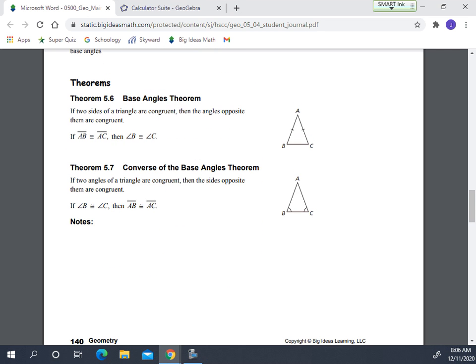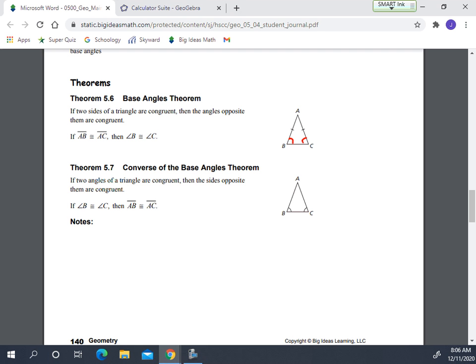Some theorems I will be using today are the base angles theorem, and I want to talk about this. Okay, the base angles theorem. If two sides of a triangle are congruent, then the angles opposite them are congruent. Right? We talked about that. We found that out in our GeoGebra app. We know that when we move B and C here, those angles will always stay the same because they have congruent sides. So these two angles will always be the same. Okay, when we have an isosceles triangle.